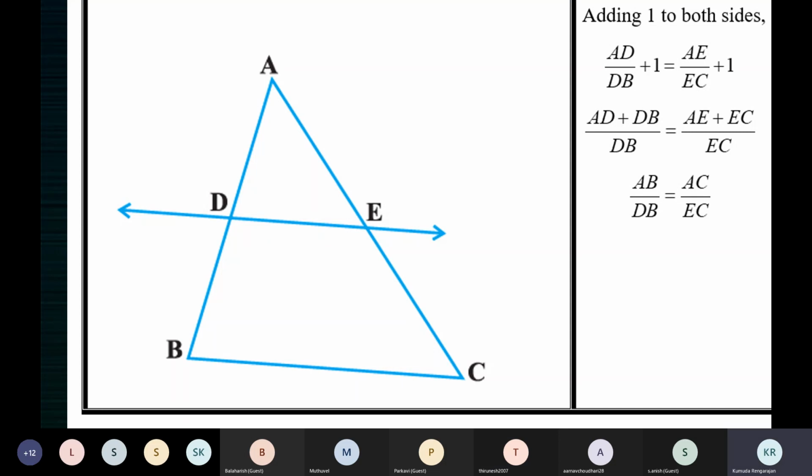Now tell me one more proportion. Anyone? Something else? Take the full side and the top portions alone. Ma'am, AB by AD is equal to AC by AE. Correct. AB by AD is equal to AC by AE. Now, what's the reciprocal of this?